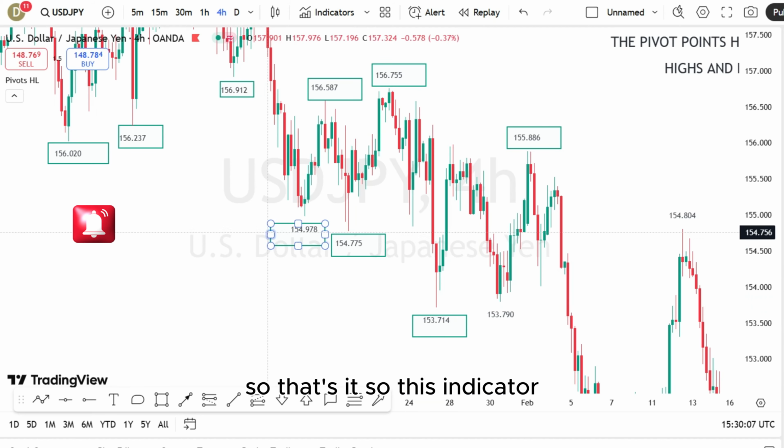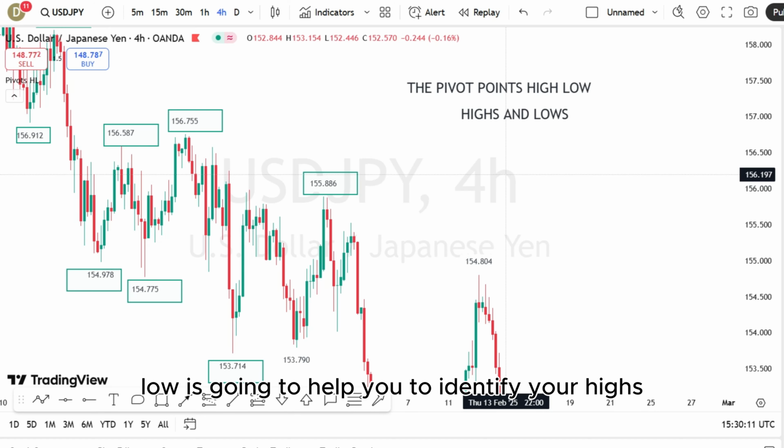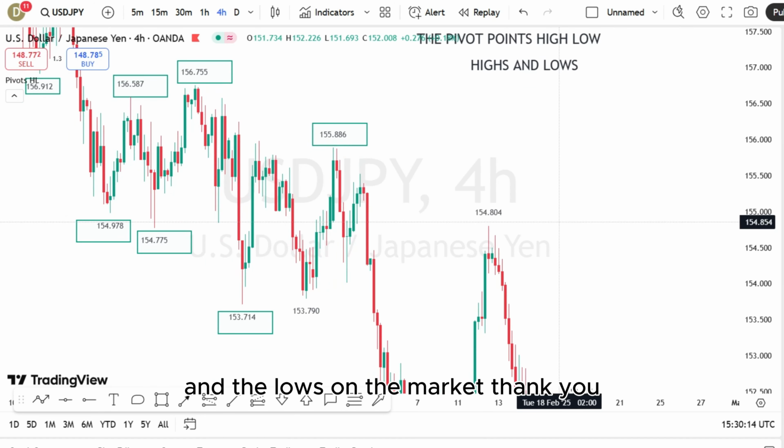So that's it. This indicator, which is called the pivot points high-low, is going to help you to identify your highs and the lows on the market.